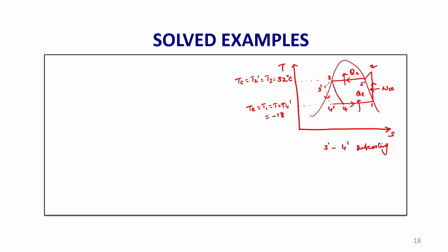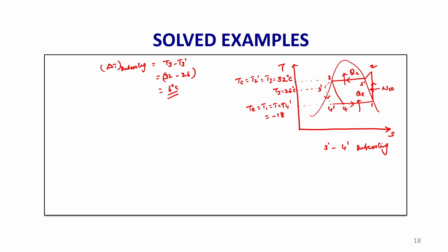Temperature at 3 dash is 26, so this temperature is given as 26 degree centigrade. So, degree of subcool, delta T of subcooling, is equal to T3 minus T3 dash. T3 is condenser temperature, which is 32, T3 dash is 26. So, degree of subcool is 6 degree centigrade. Okay. Now, how to find out the enthalpy at 1?